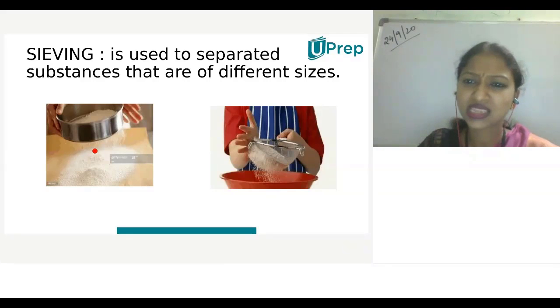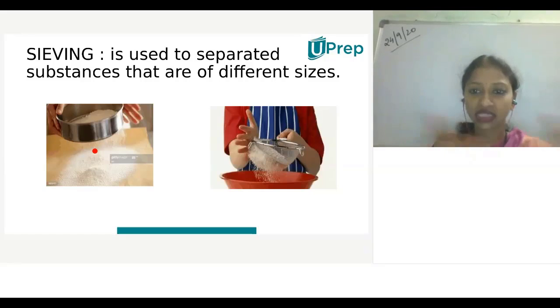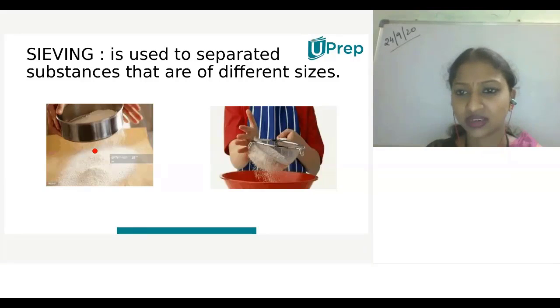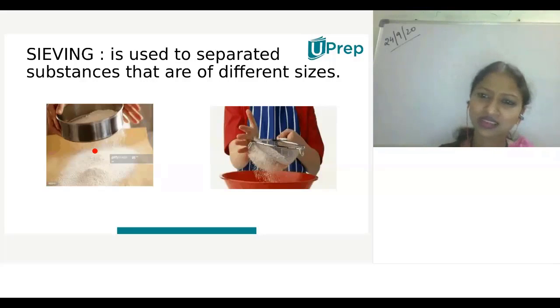Sieve itself. Yeah, it's like a filter. Sieve means the bigger one. This is a normal filter. Ma'am, I think this is used every day in our houses for making breakfast and like.